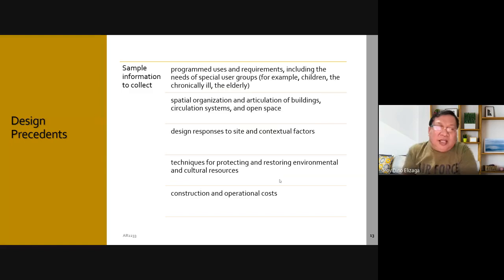And for the third, the design precedents. So you're going to collect the following information. These are just samples. Program uses and requirements, including the needs of special user groups, for example, children, the chronically ill, the elderly, spatial organization, articulation of buildings, circulation systems, and open systems. That's why in the research, I ask you to do case studies of similar projects and okay, so how did they organize the spaces, or how do they consider special needs like children and elderly, and how do they respond to the sites, the contextual factors.